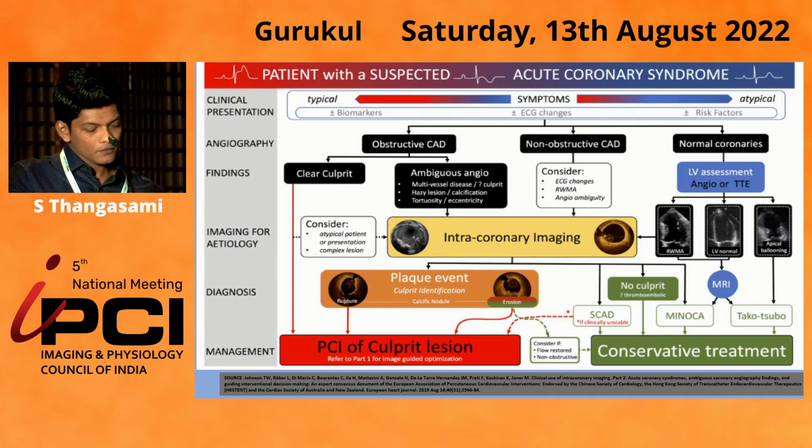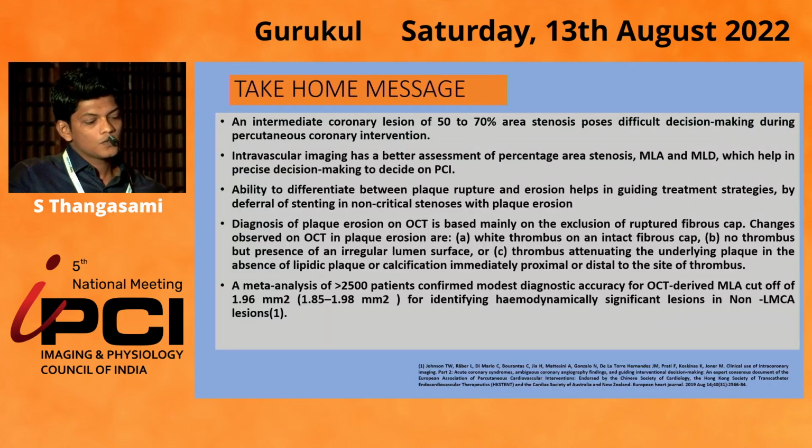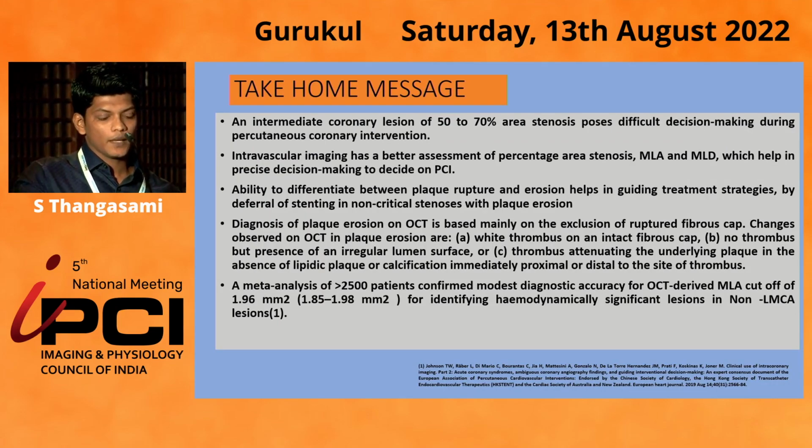So in this patient, we deferred stenting. The patient was kept on conservative management with high-dose statins and DAPT. The patient is on regular follow-up and is asymptomatic currently. My take-home message is that an intermediate coronary lesion of 50 to 70% area stenosis poses difficult decision-making in PCI. Intravascular imaging has a better assessment of percentage area stenosis, MLA, and MLD, which helps in precise decision-making on PCI.